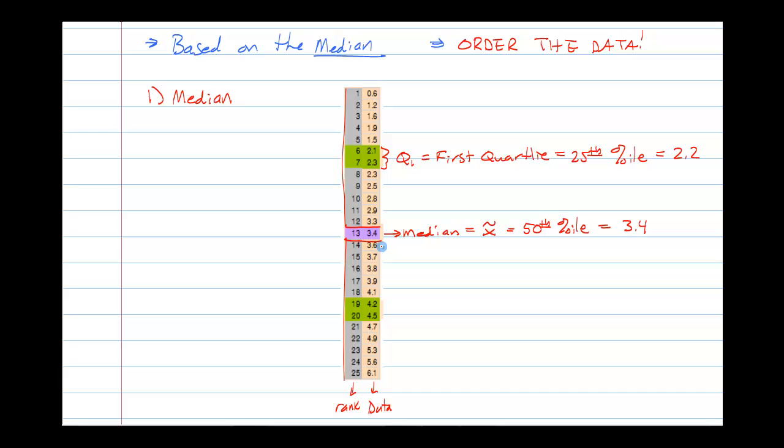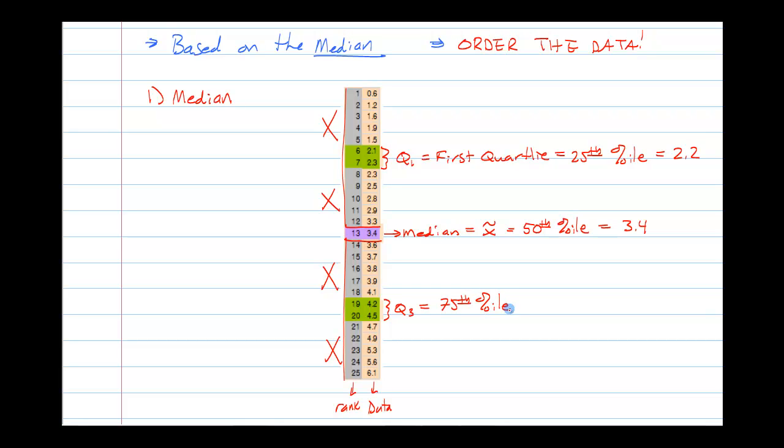Then I do the same thing up here for this data set. I'm going to have 12 data points, and I average the middle 2 points. This one is called Q3. And if you notice, I have quarters: 1 quarter, 2, 3, 4 quarters of my data set. So this one is Q3, called the 75th percentile.